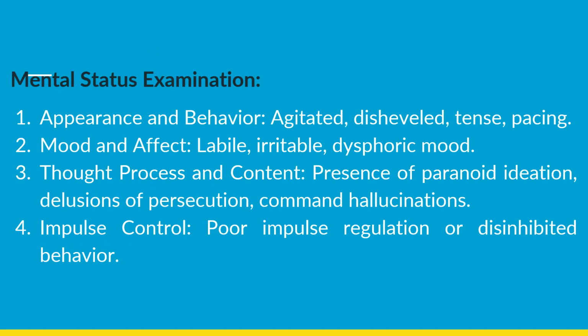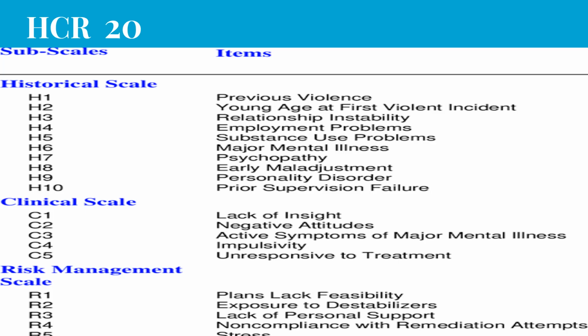In the mental status examination, most of the things you can make out from the behavior and what the patient is saying, whether he's agitated, he's tense, he's pacing around the ward, how is his mood, how is his affect. And in thought process, if you get the time to talk to the patient, you might see the presence of paranoid ideation or delusion of persecution, and poor impulse control and judgment might be seen in the patient.